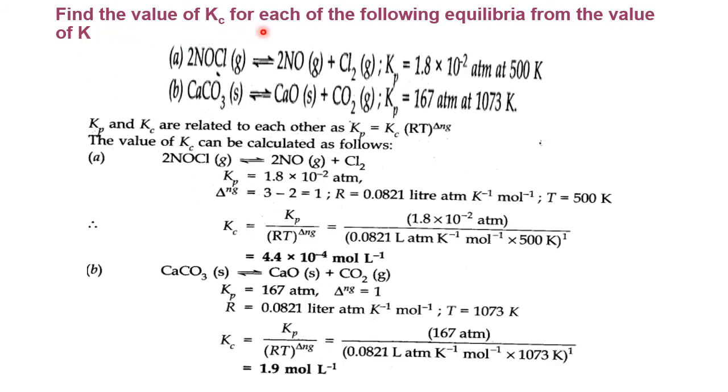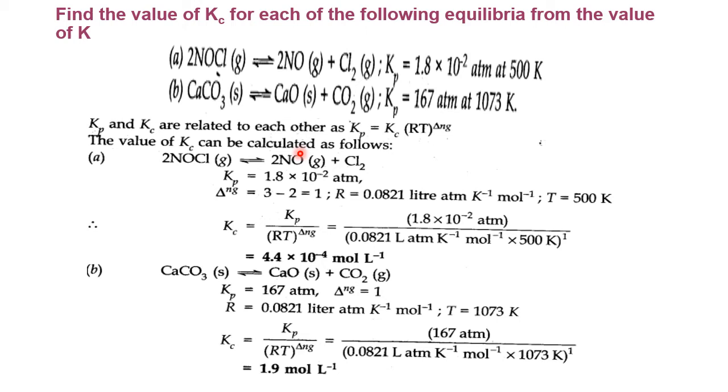Find the value of Kc for each of the following equilibria from the value of K. Okay, this is the equation, and for this the value of K is given in terms of pressure, because it is gaseous state and solid state, so Kp is given. You can take it as K also. Now, what is the question here? Find the value of Kc.